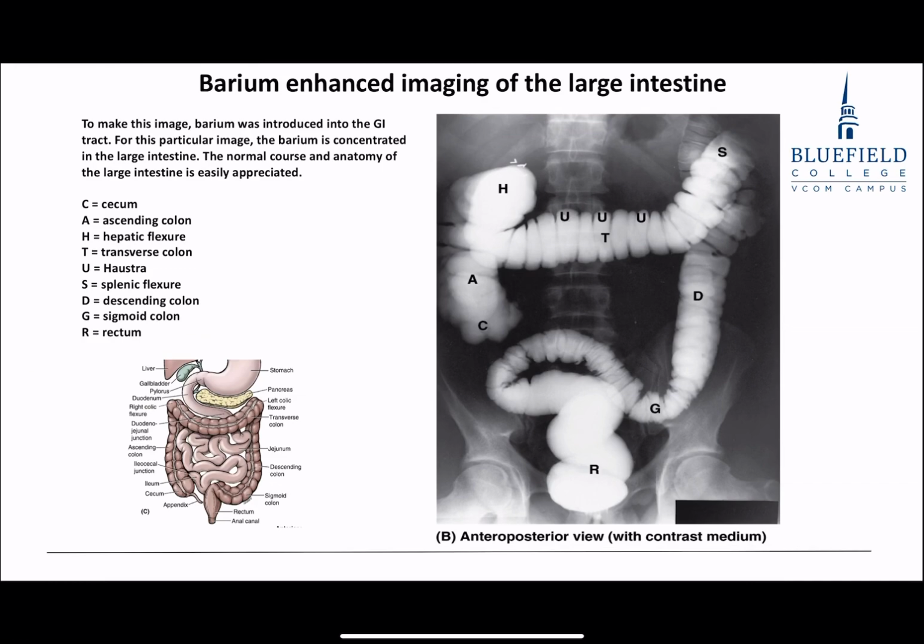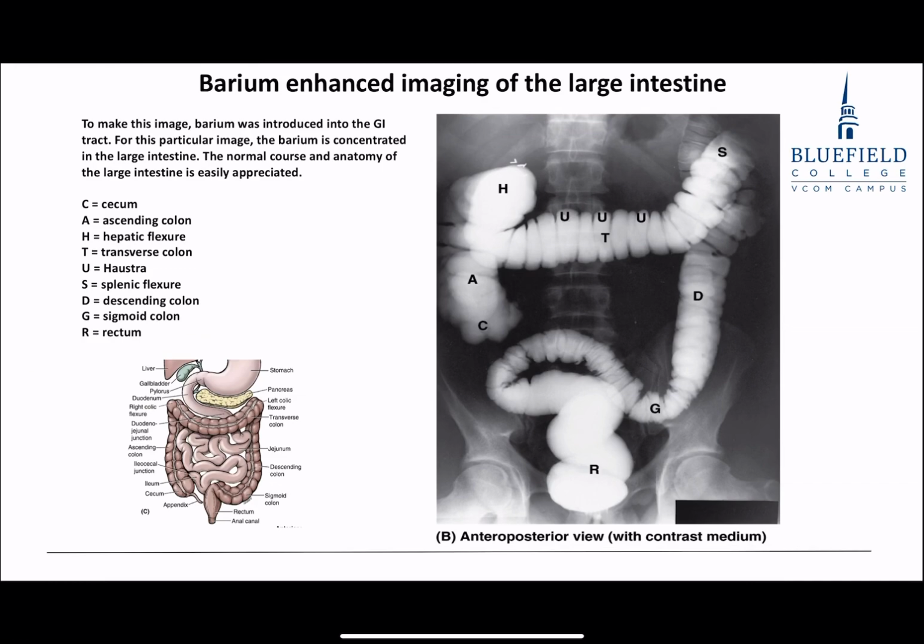So here, we're looking at the lower right quadrant now. The C is indicating the cecum. The appendix would be attached here. So this is the origin of the large intestine. Here is the ascending colon, and now something happens right here, it's hard to follow the channel.